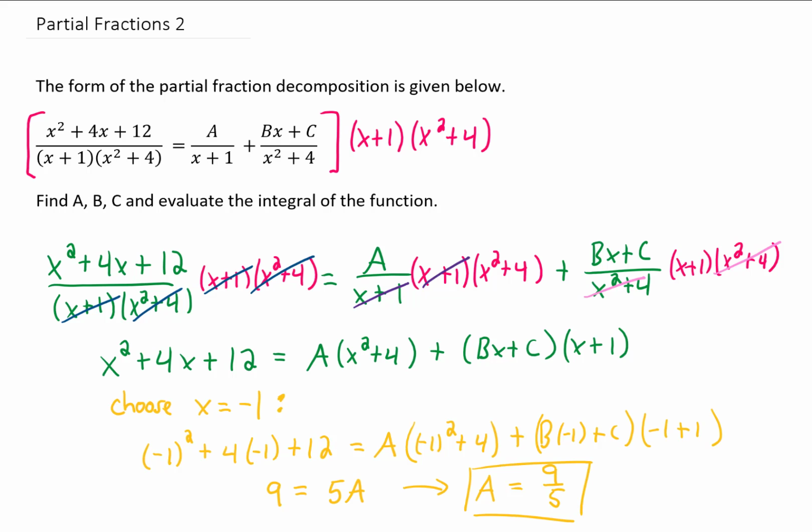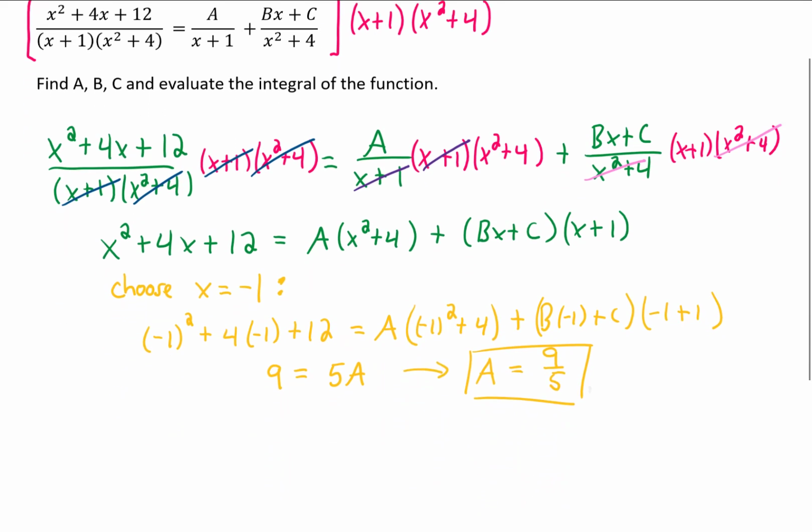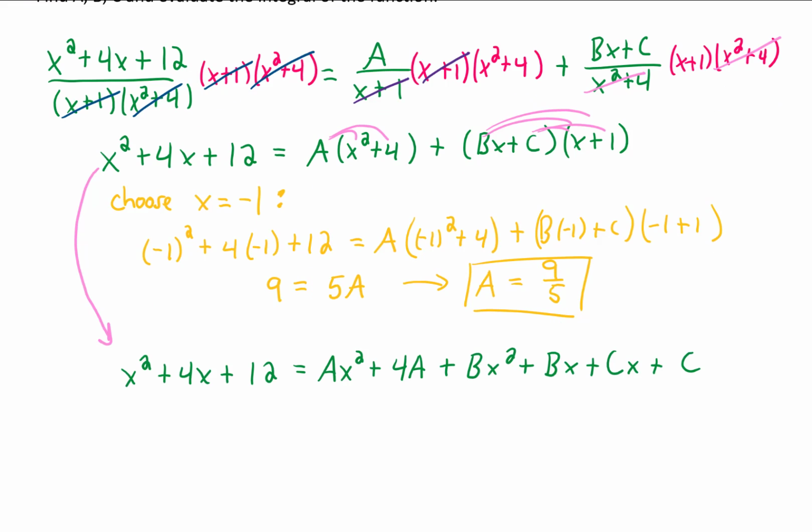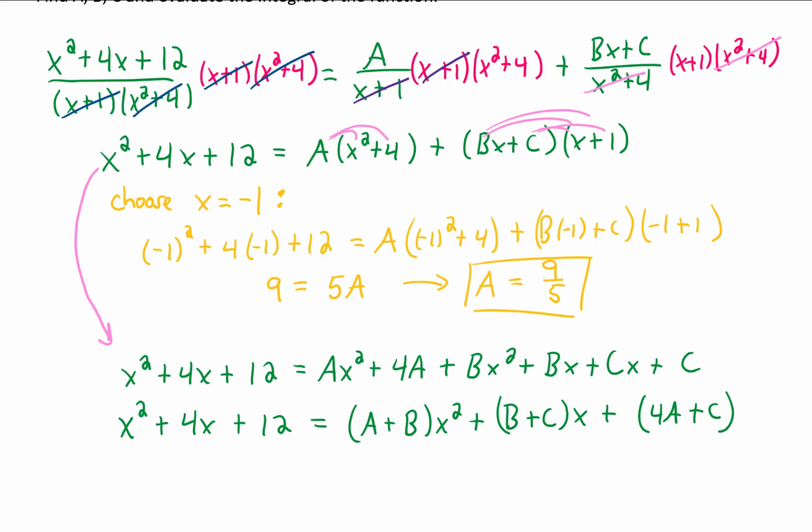Now we could continue choosing values for x to plug into this equation. Notice that none are going to give us as simple a result as choosing x equals -1. So maybe I'll take this opportunity to show you another technique. Instead of choosing another x value, why don't we rewrite this equation here, but let's distribute out the right-hand side. Notice that after distributing out the right-hand side, we can group the terms by powers of x. So we can group all the x squared terms together, all the x terms together, and all the constant terms together. If we do that, we get a line that looks like this.